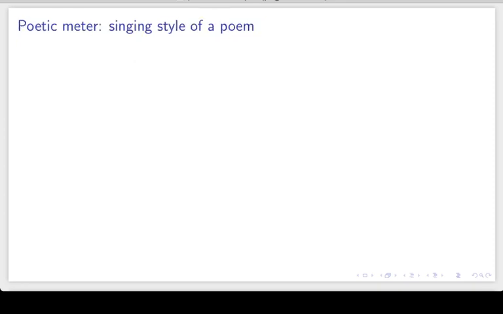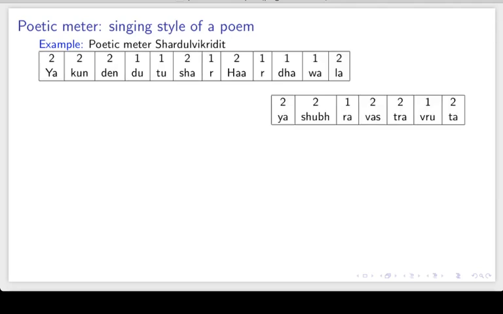So what is a poetic meter? A poetic meter indicates the singing style of a poem. Let me take an example. Perhaps a famous poetic meter is the so-called Shardul Vikridit. You may have heard this shloka which is in the meter Shardul Vikridit. Let me sing it with some rhythm.